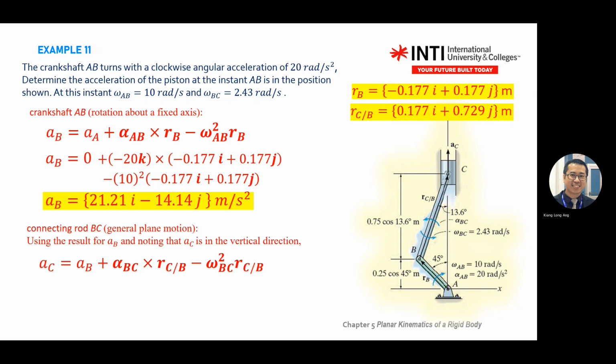Why positive? What is your alpha? This one? So what does your right hand rule tell you? Okay, positive. RCB, this one.